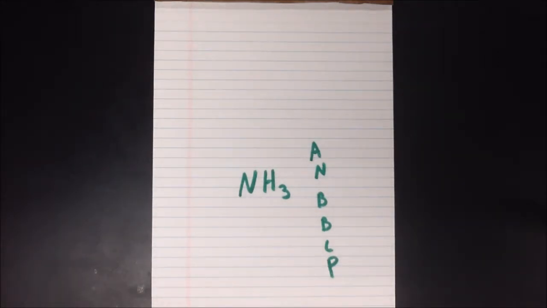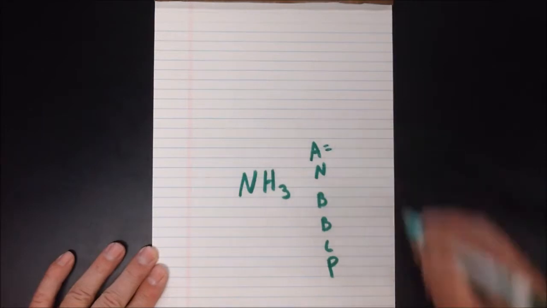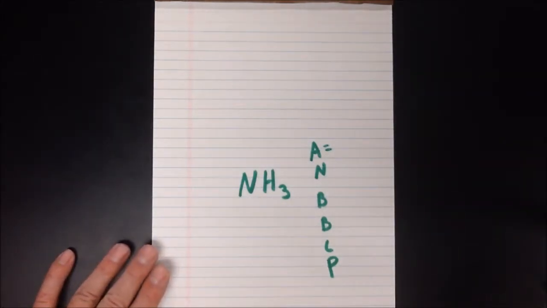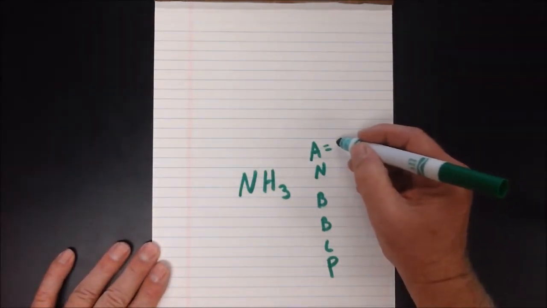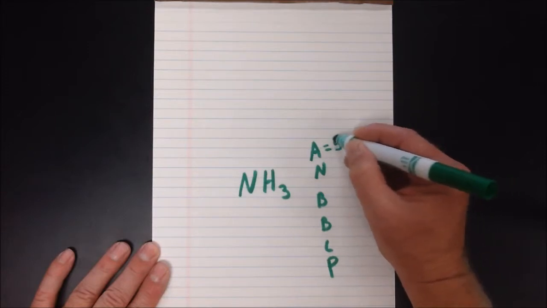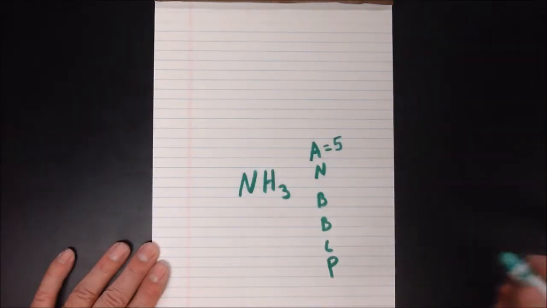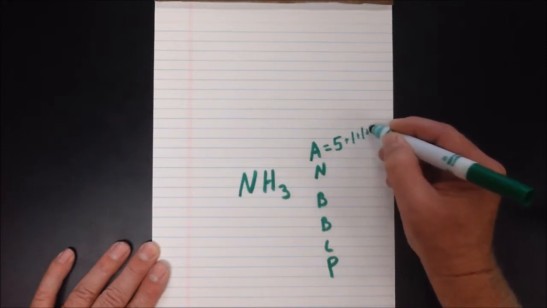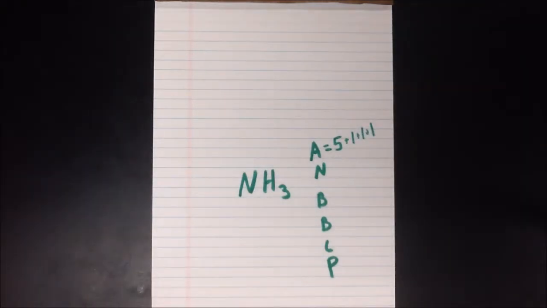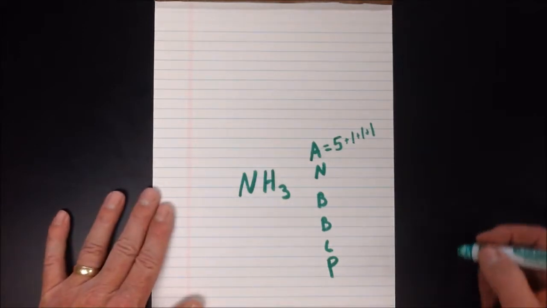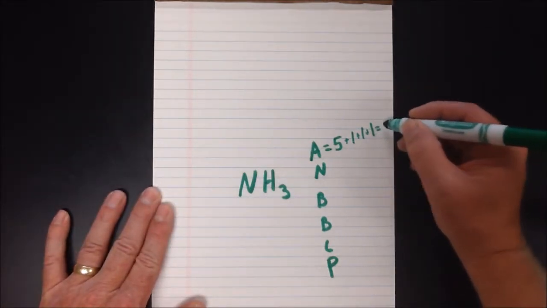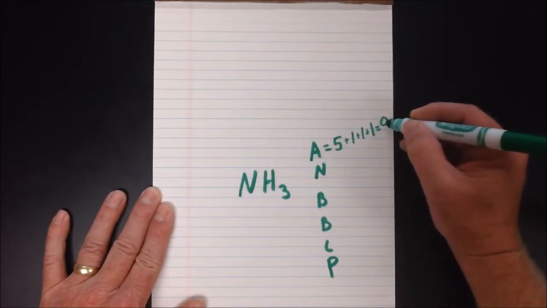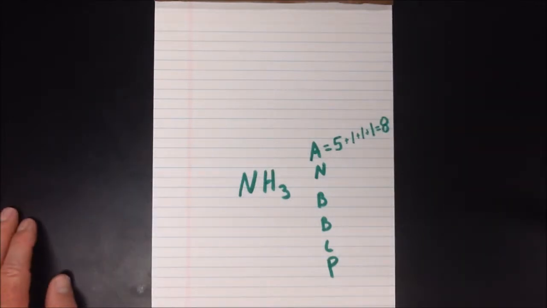In order to get started with this, A stands for the actual number of electrons. For nitrogen, which is in group 5A, we have 5 valence electrons. Hydrogen's in group 1A, so we have 1 plus 1 plus 1. I'm going to write those out separately because each hydrogen has a 1, and part of the next step is going to involve me looking back to that number. So I end up with a total of 8 available electrons.